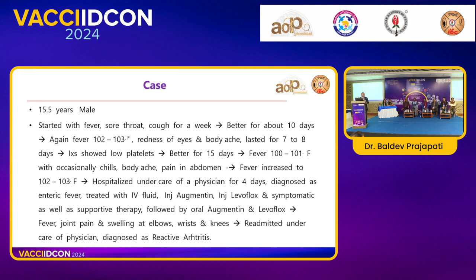Now, the fever again increased, 100 to 103. Hospitalized under the care of a physician. Diagnosed as enteric fever, treated with all the antibiotics, which you can read from the screen. Later on, the child had joint pain and swelling; elbow, wrist and knees were involved. Readmitted under the care of a physician, diagnosed as reactive arthritis.